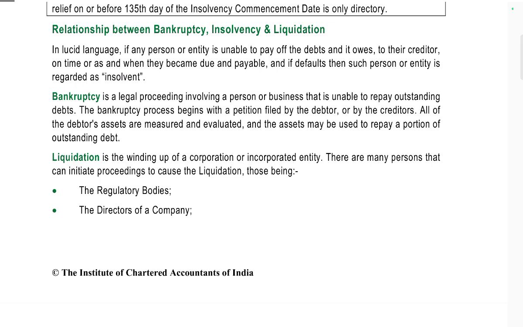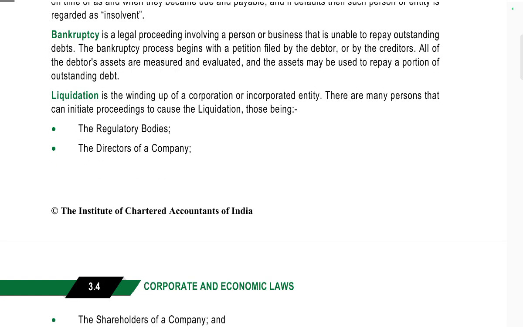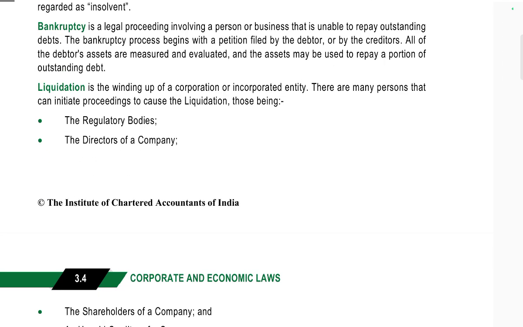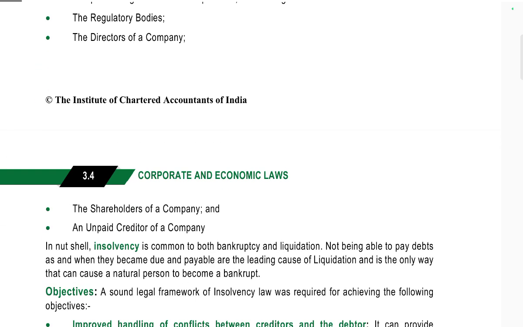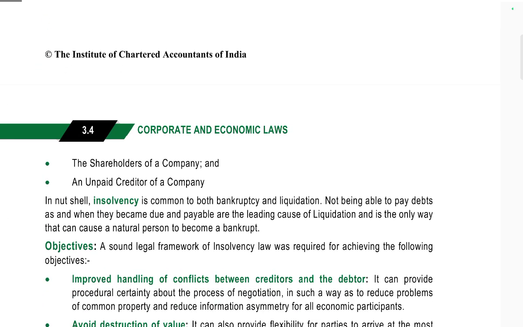All the debtor's assets are measured and evaluated, and assets may be used to repay the portion of outstanding debt. Liquidation is the winding up of a corporate entity. There are many persons that can initiate the liquidation process, including a regulatory body, a director of the company, a shareholder of the company, and a creditor of the company.